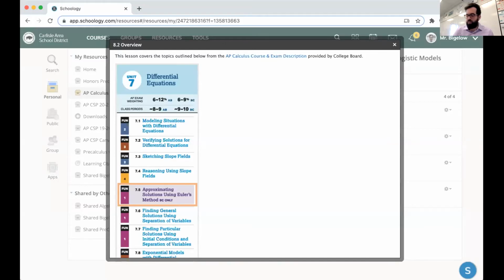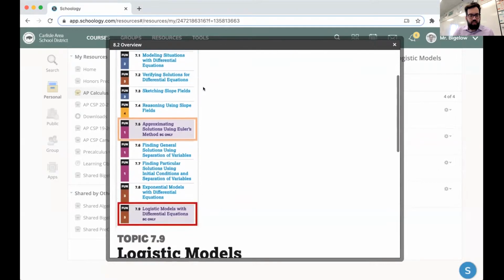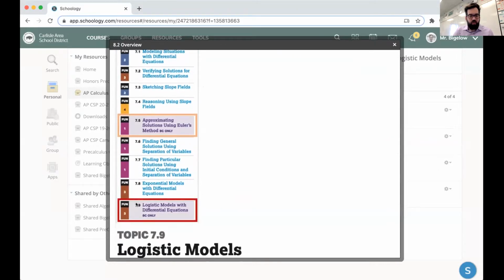Hey Calc BC, welcome to lesson 8.2, Logistic Models with Differential Equations, Part 1. This is the first of two lessons that will deal with Unit 7, Lesson 9 from College Board's version of our curriculum, Logistic Models with Differential Equations.